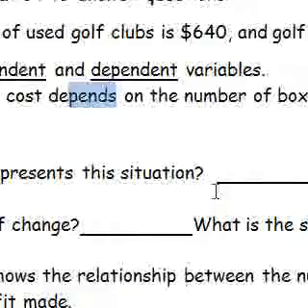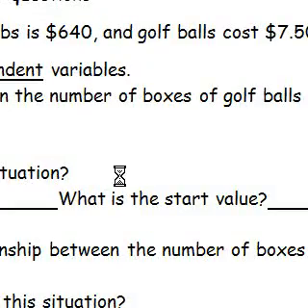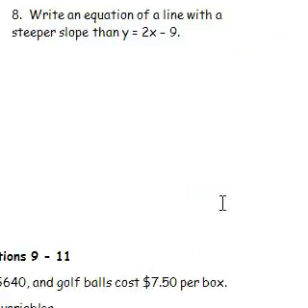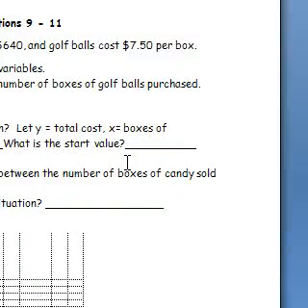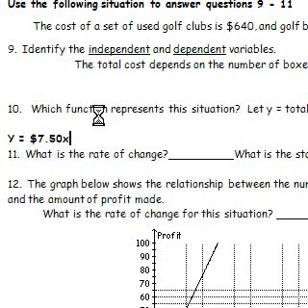What function represents this situation? Well, let's see here. If I let y equal total cost, and I let x equal boxes of golf balls, then I can write y equals $7.50 per box of golf balls, plus, how much did we start out with? $640.